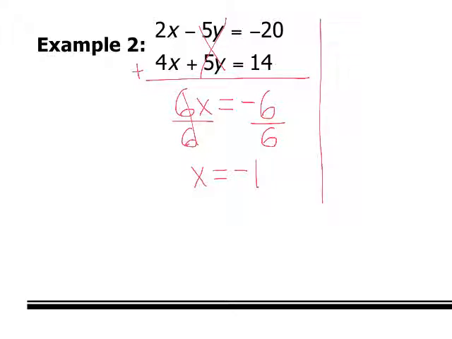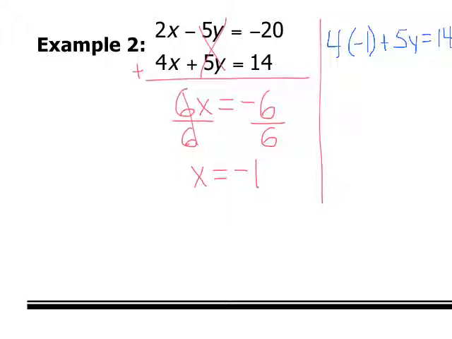And again, I pick either one of these two original equations. It doesn't really matter which one you pick. I'm going to pick the bottom one again just because there's no negatives in it. So that's my choice. So I'm going to rewrite this, but in place of x, because remember I know that x is negative 1. So I have 4, and I know that x is negative 1, so I plug that in for x, plus 5y equals 14. And now I have an equation that only has a y, and I can solve.